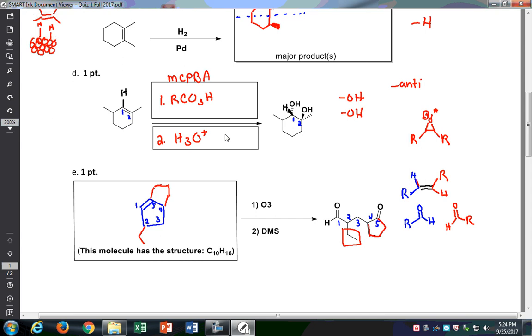I should have the same number of carbons because all I did was open the ring. So numbering can really help you with these. And of course, this does agree with my C10H16. Notice both my starting material and my final product have C10H16. My only difference in my final product is I have a C-double bond O. So I have an O2.